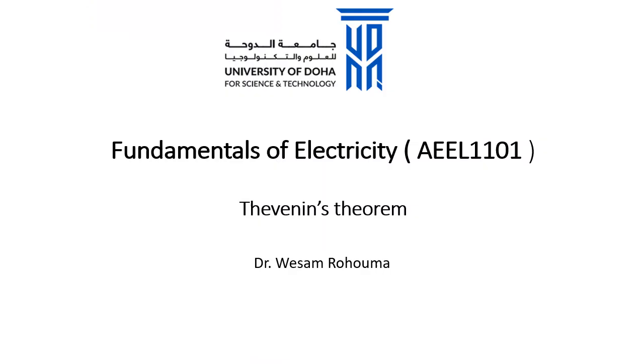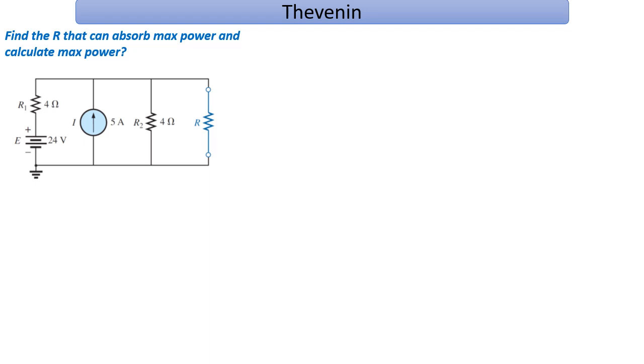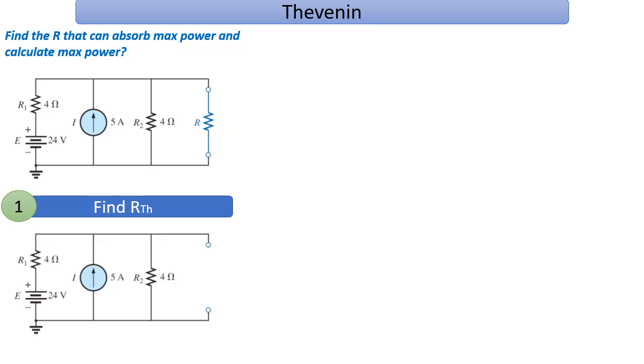Okay, so now the second part is Thevenin theorem. Let us solve this circuit here. Find the value of R that can absorb maximum power and calculate the value of the maximum power. So what we should do here, the first step is to find R Thevenin. And to find R Thevenin, we need to remove the resistor R. Then we have two sources here, voltage source and current source.